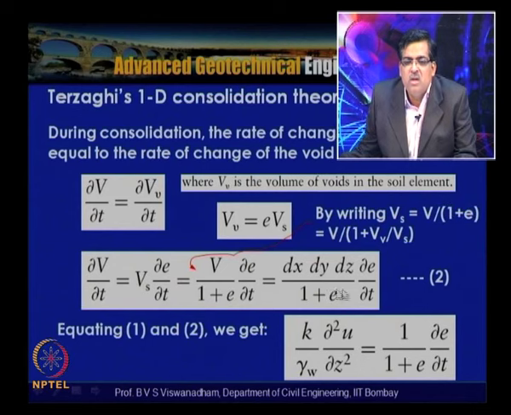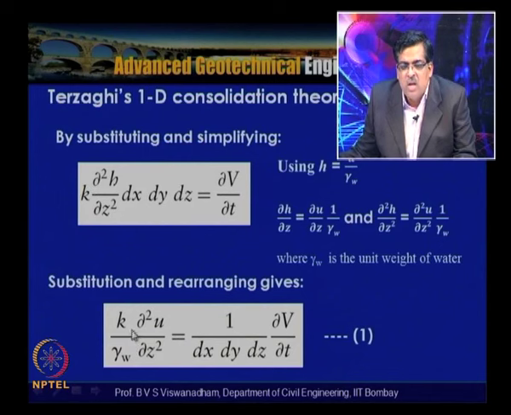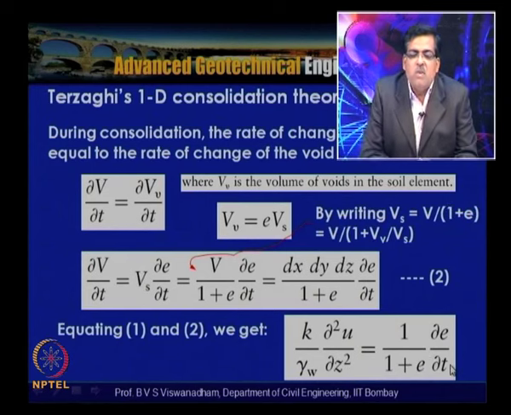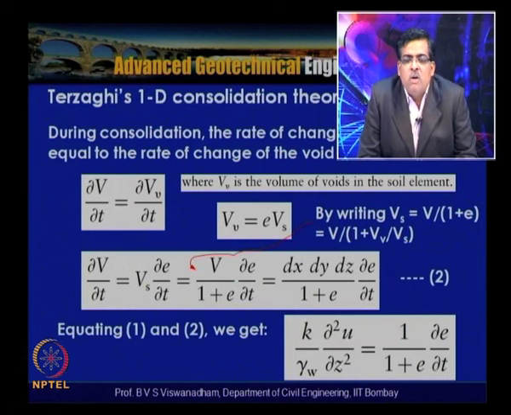Now equating equation 2 with 1, that is k by gamma w ∂²u/∂z² with this one, the dx dy dz will get cancelled. What we will have is that k by gamma w into ∂²u/∂z² is equal to 1 by 1 plus e into ∂e/∂t. So by equating 1 and 2, we have got k by gamma w into ∂²u/∂z² is equal to 1 by 1 plus e into ∂e/∂t.